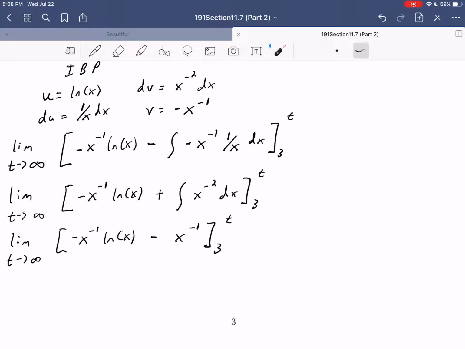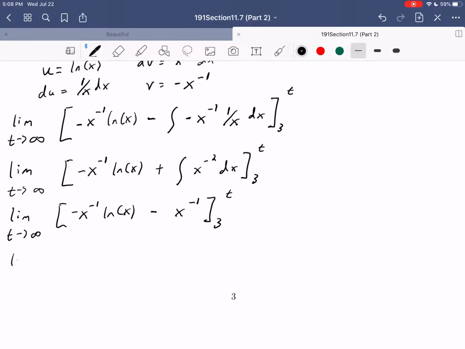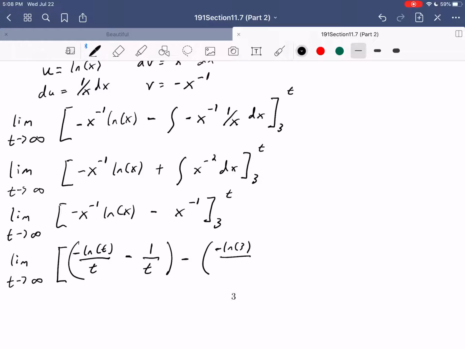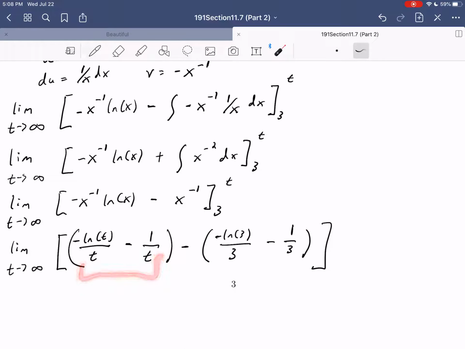Okay, let's go ahead and plug in these bounds and also rewrite these x's to the minus 1 in the denominator. So I now have the limit as t goes to infinity. Looks like I would have negative ln of t over t minus 1 over t, and then minus, when we plug in 3, negative ln of 3 over 3 minus 1 over 3. Again, this over here is just a number, so we don't really need to worry about that. We just need to analyze this here.